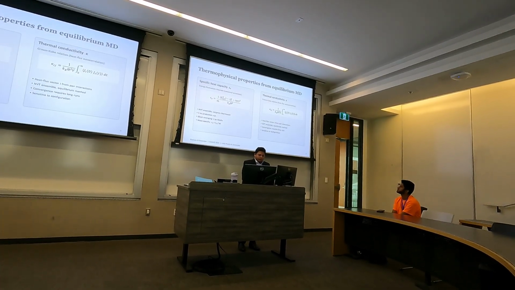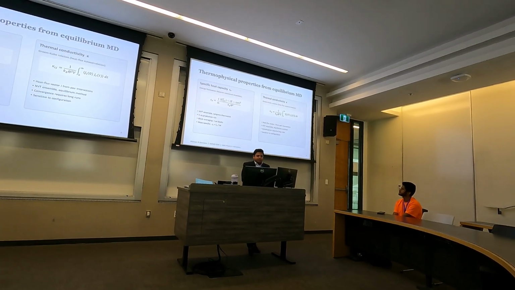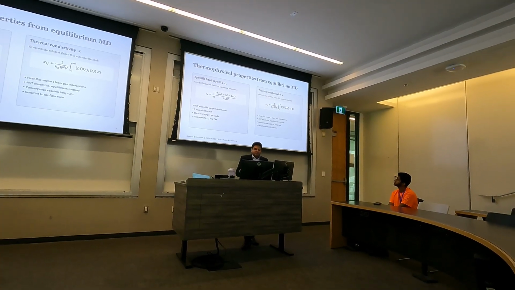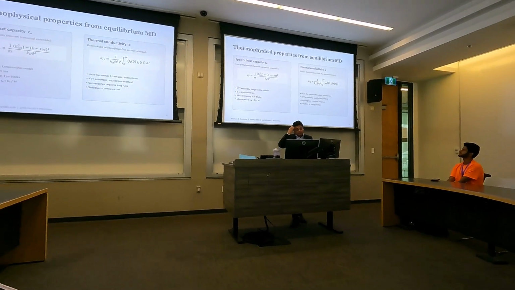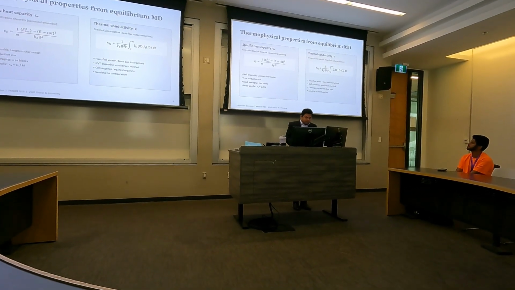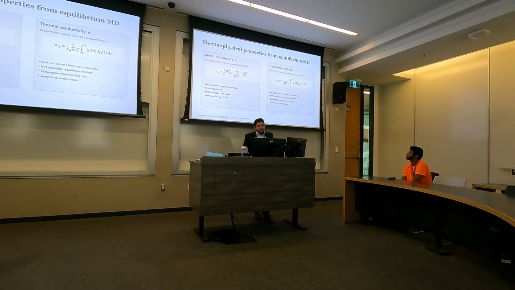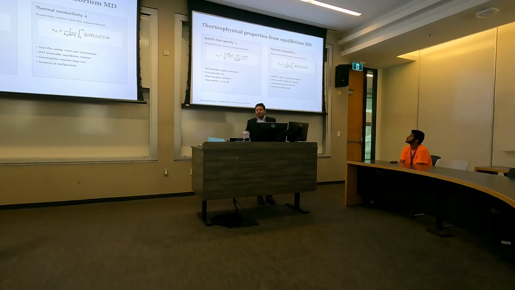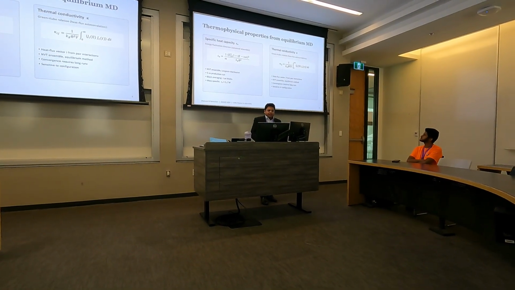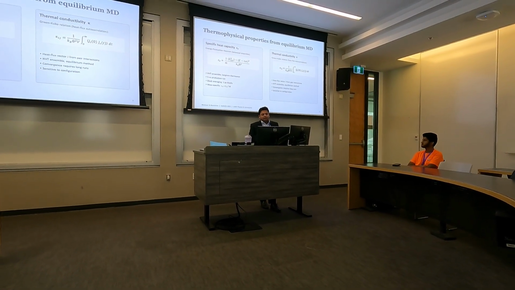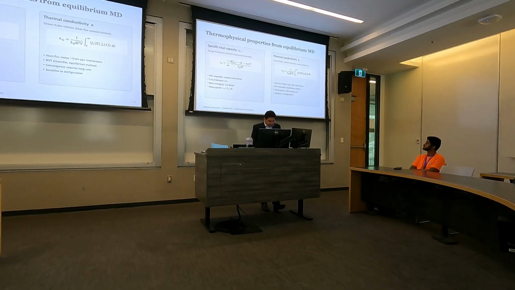Now, how do we measure the thermophysical properties from this equilibrium molecular dynamics? For the heat capacity, we look at the energy fluctuations happening, take the variance of it, and we get the heat capacity. This is the specific heat capacity, so you just divide it by the overall mass of the system.